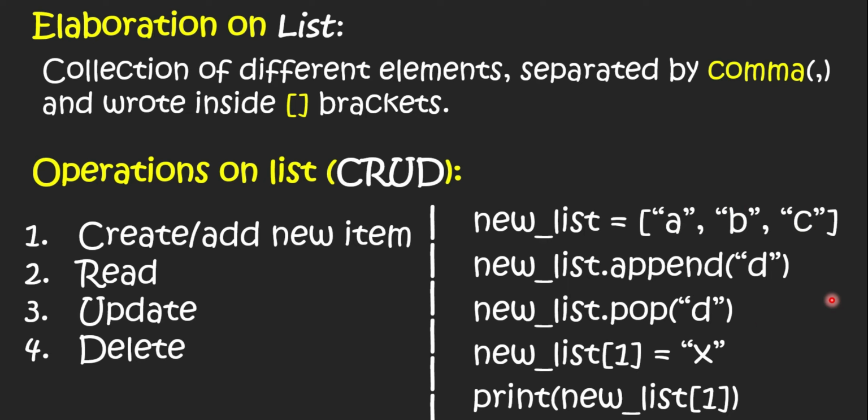So in order to read a specific character or element in a string or in a list, we could do something like print list name, that is our new list, and then inside brackets we could specify the index position that we wish to read. So here it is 1, so B would be printed out. The output of this is going to be string B. So these were the operations that we could perform on list. Now let's have a look at list methods.